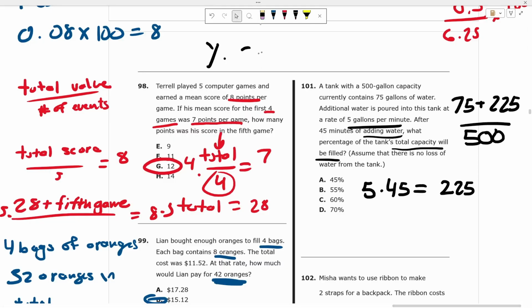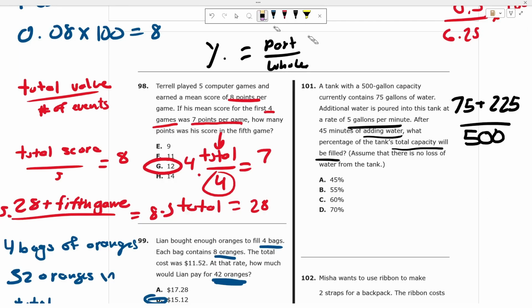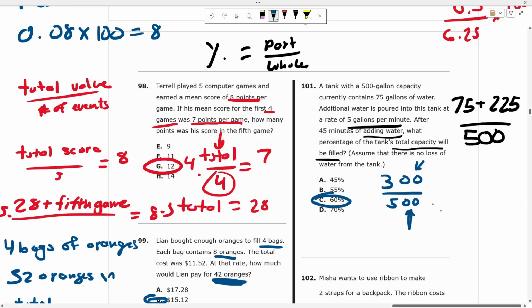Remember that percent is equal to part over whole. So in this case, part of the tank is going to be filled. The part is those 75 plus the 225, and the whole is 500. So this is actually 300 over 500, right? So you have 300 gallons that are filled out of a total of 500 gallons. If you do the division here and you divide these two, you get C, 60%. So only 60% of it is full.